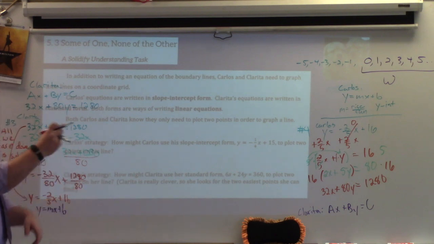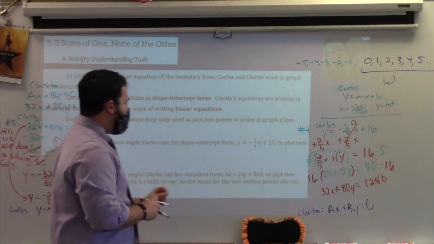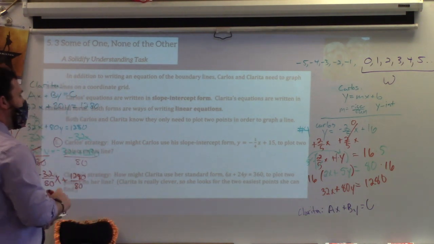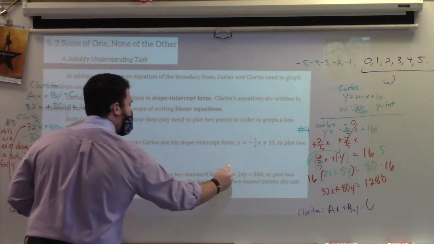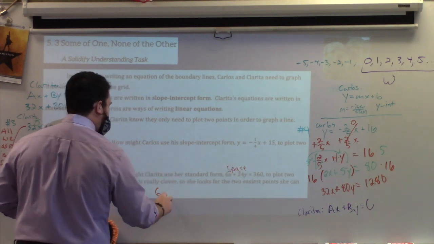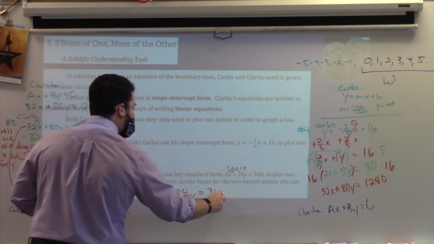But let's talk, did you already do numbers 5 and 6? Perfect. Number 6, Clarita's strategy. How might Clarita use her standard form 6x plus 24y equals 360? So notice this is back to the space. So how could she use this equation to get 2 points on the graph?